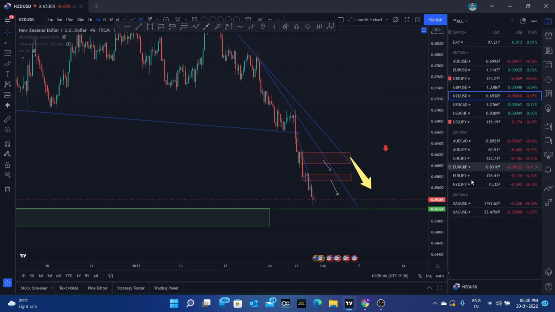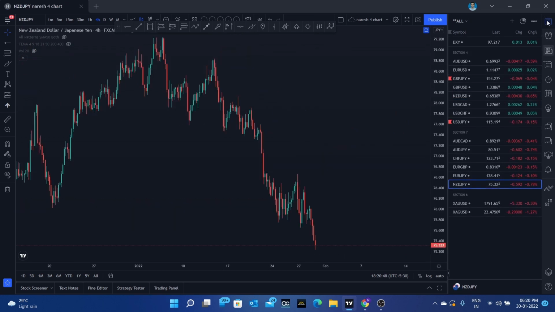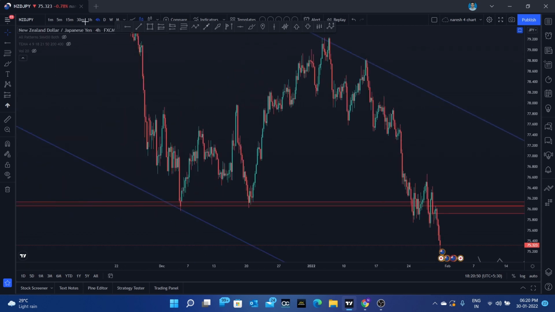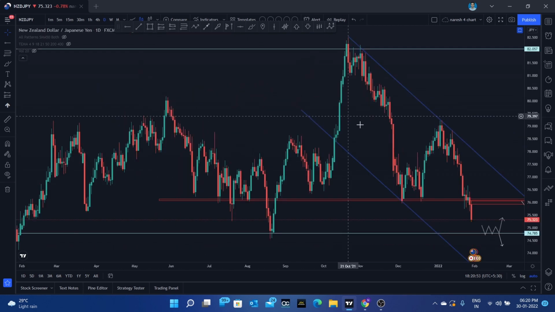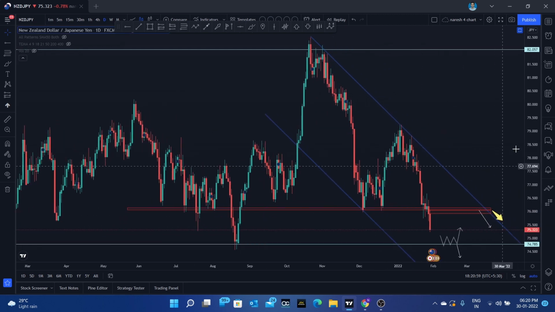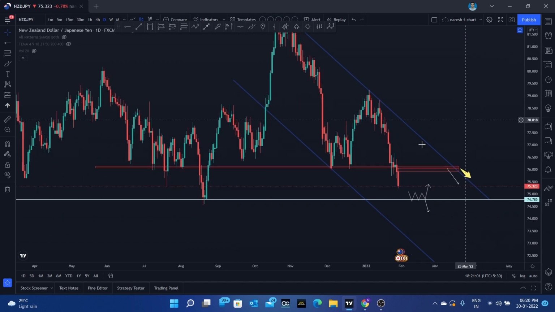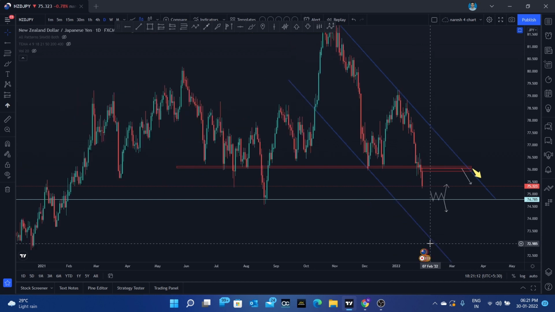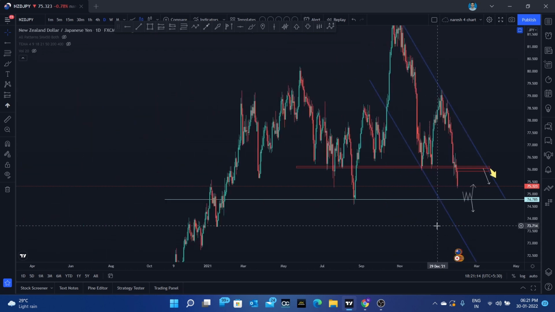So next would be NZD JPY. If you're going for NZD JPY in the 1 day time frame, it is already in a downtrend, and I can see it is forming lower lows, and we are having a major support in this area. So the price can come to this area. If it is making consolidation and breaking down again, you can go for a short entry, and you can target even down to this area. This would be your target.